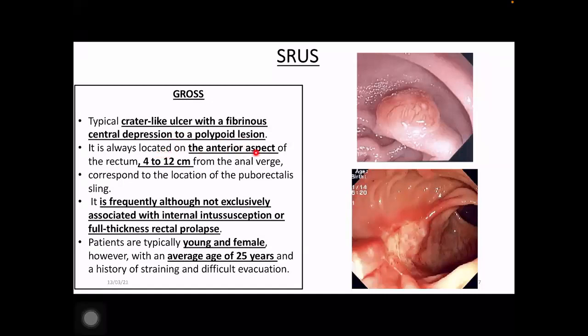It is always located on the anterior aspect of the rectum, 4 to 12 centimeters from the anal verge. That corresponds to the location of the puborectalis sling. It is frequently, although not exclusively, associated with internal intussusception or full thickness rectal collapse. Patients are typically young females with an average age of 25 years, with a history of straining and difficult evacuation.